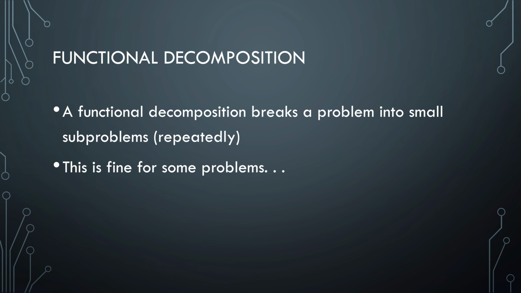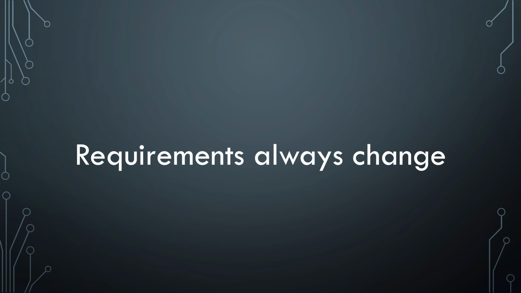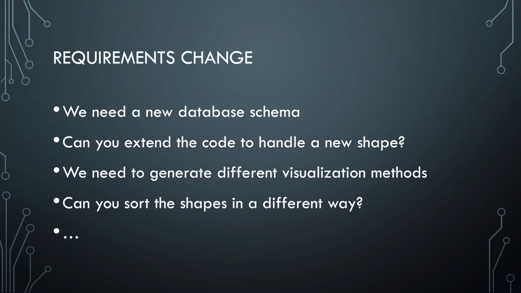For some problems, this works fine. But if you chose the wrong decomposition and the requirements change, you may have a big problem. For example, maybe the database schema has changed, or we need to extend the code to handle more shape types, or we need different ways to visualize or sort the shapes, and so on.